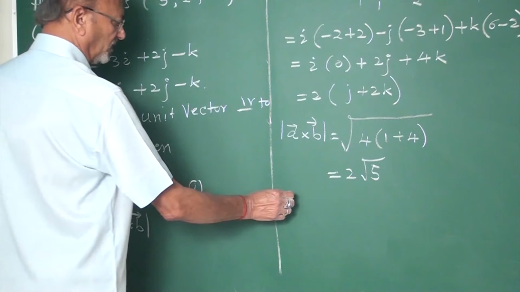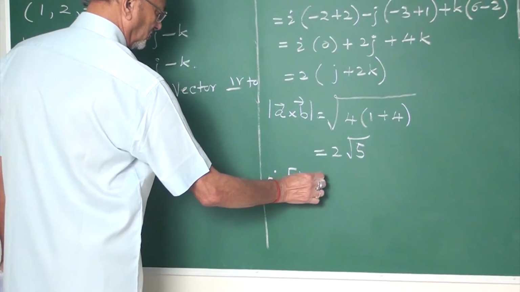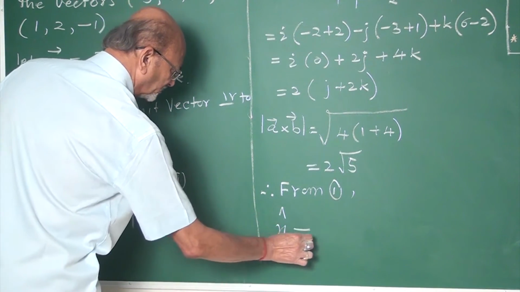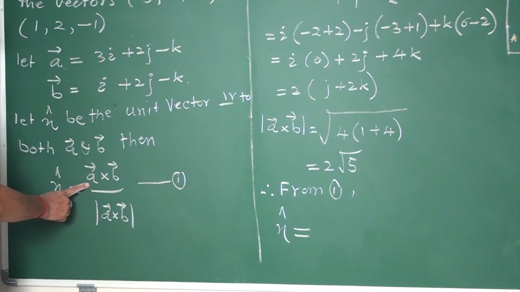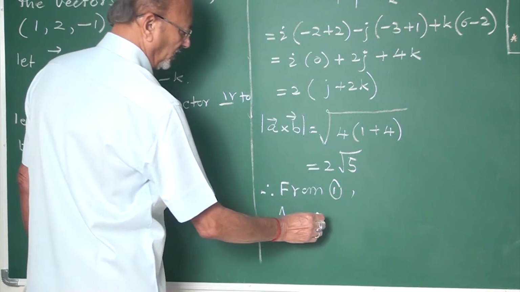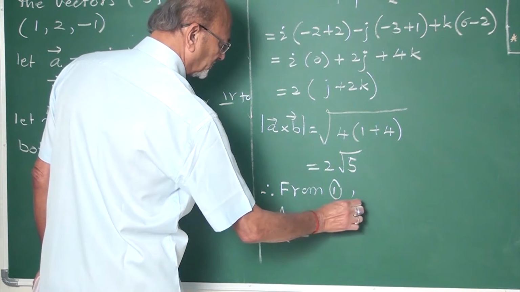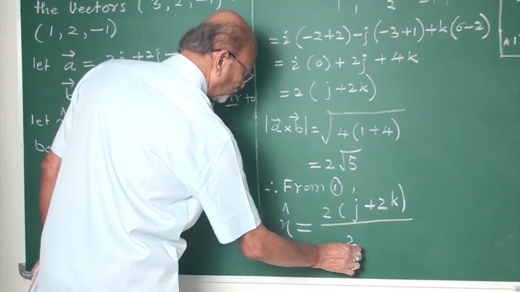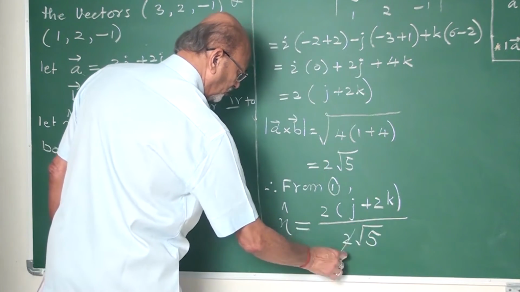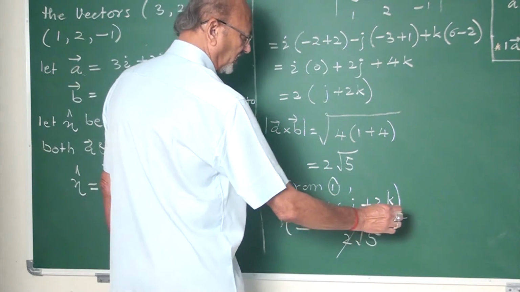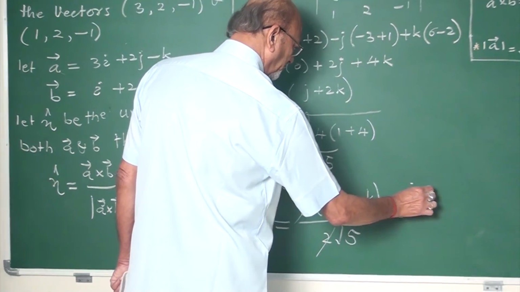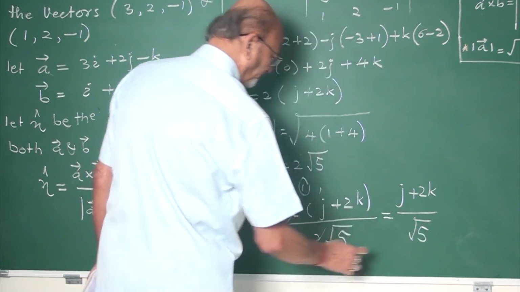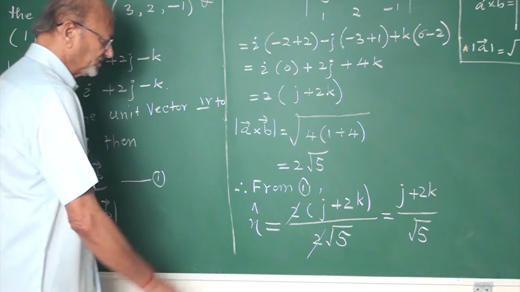Therefore, from 1, eta cap is vector A cross B, which is 2 into j plus 2k. Denominator, its magnitude is 2 into root 5. The 2 gets cancelled, friends. You are left with j plus 2k, denominator root 5. J plus 2k upon root 5. What is this? Eta cap.